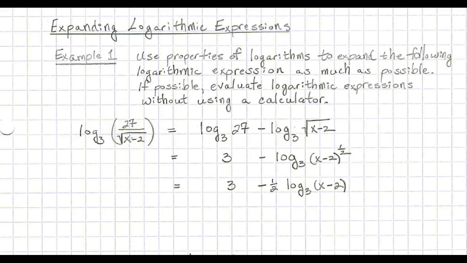First of all, I'm going to use my quotient rule. I have a numerator and a denominator. So that's log base 3 of the numerator minus log base 3 of the denominator. Now log base 3 of 27 is the same thing as saying 3 to what power equals 27. That power is 3, so this whole thing is reduced to just 3. And then the square root is the same thing as x minus 2 to the 1/2. So this is minus log base 3 of x minus 2 to the 1/2. Since I now have a power, I can bring that down in front. So I have 3 minus 1/2 log base 3 of x minus 2.